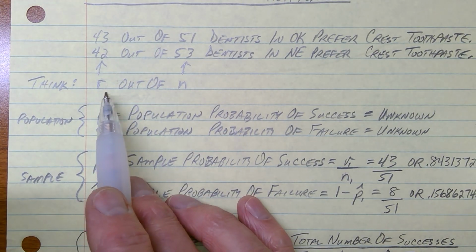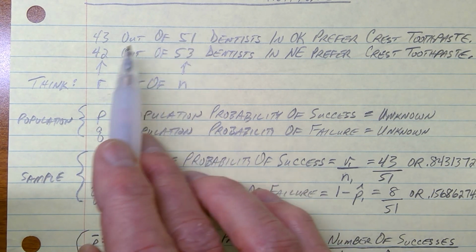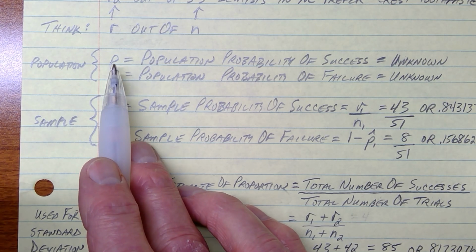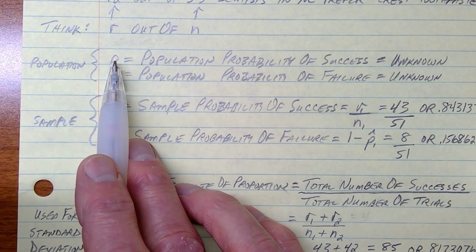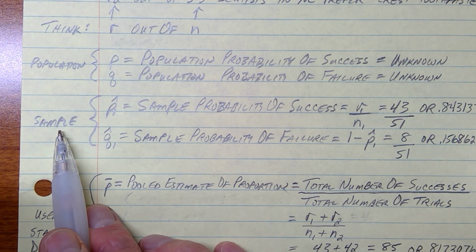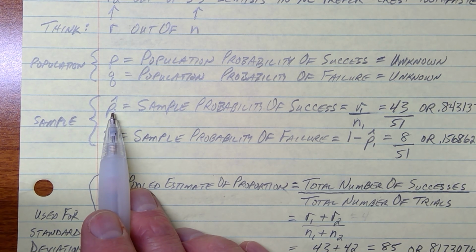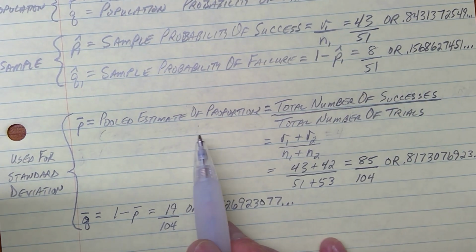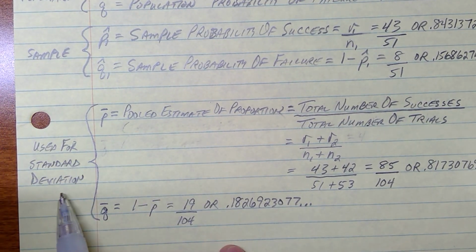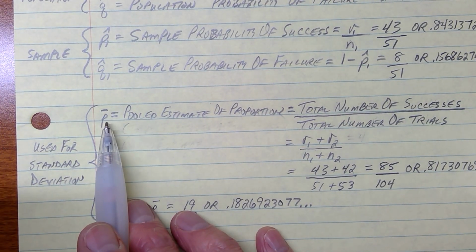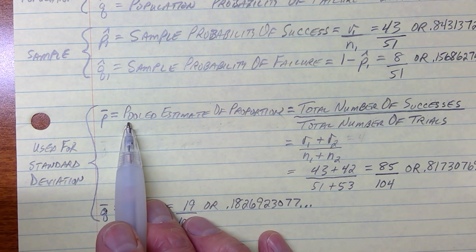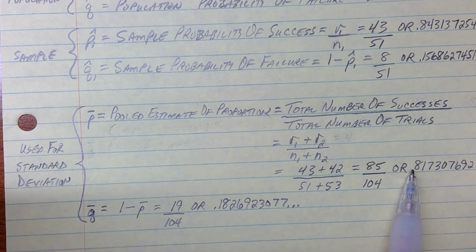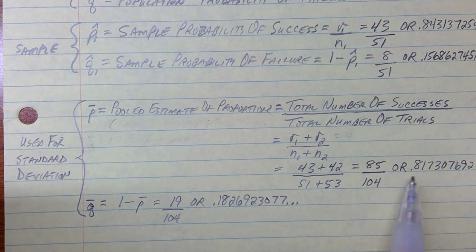So R out of N, that's 43 out of 51 or 42 out of 53. There's our two groups. Population proportion, we're never really going to know. We're trying to guess at it with our sample information, and that's the proportion of success and the proportion of failure. And then finally, to calculate our adjustment for standard deviation, we're going to have to calculate what's called a p-bar, a pooled estimate, where we kind of total the successes together and total the numbers together and get kind of a new fraction to divide by on the bottom.